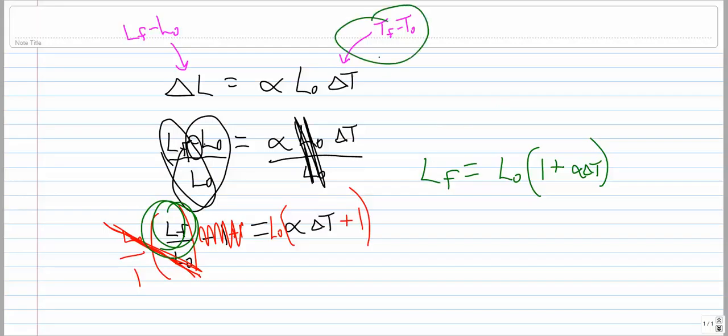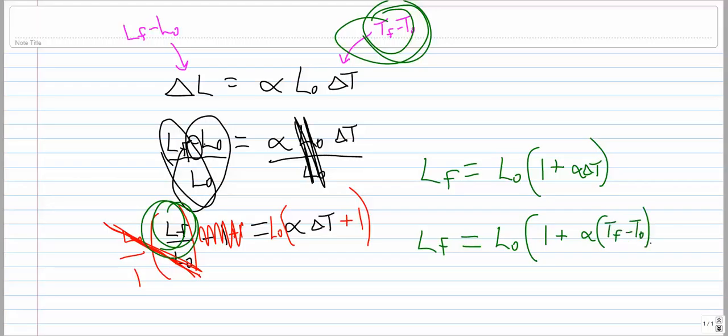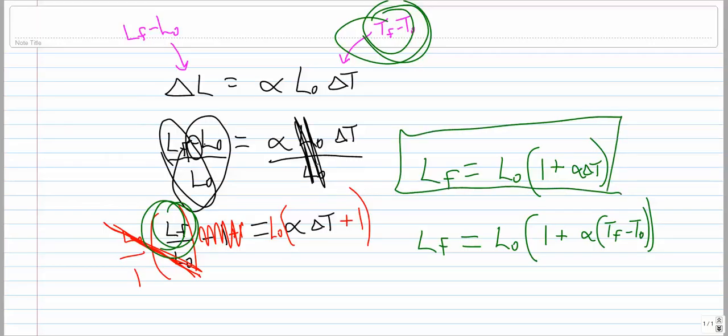And like I said, if you wanted to, you could write it like this, LF equals LO times 1 plus alpha. And then we could write this whole, instead of this, we could write delta T as TF minus TO, if you wanted to. So these two equations, I guess this one equation, it's useful, so it's worth having.